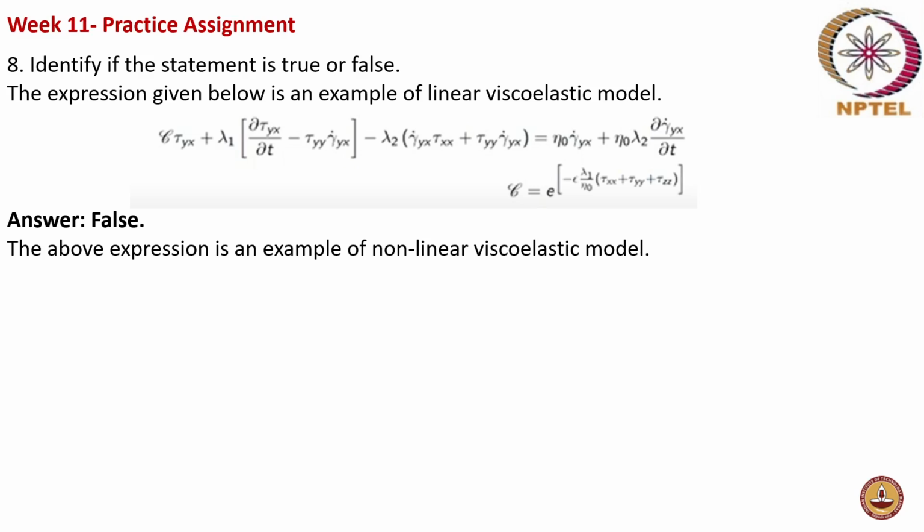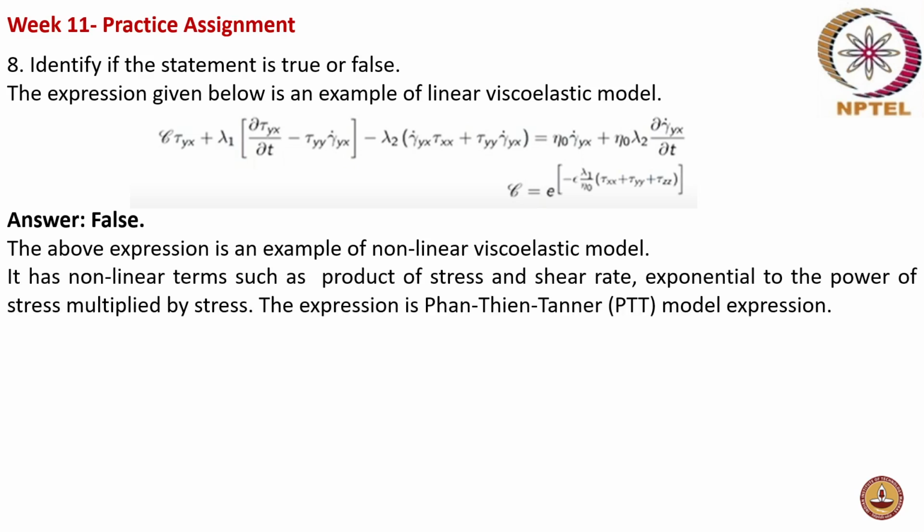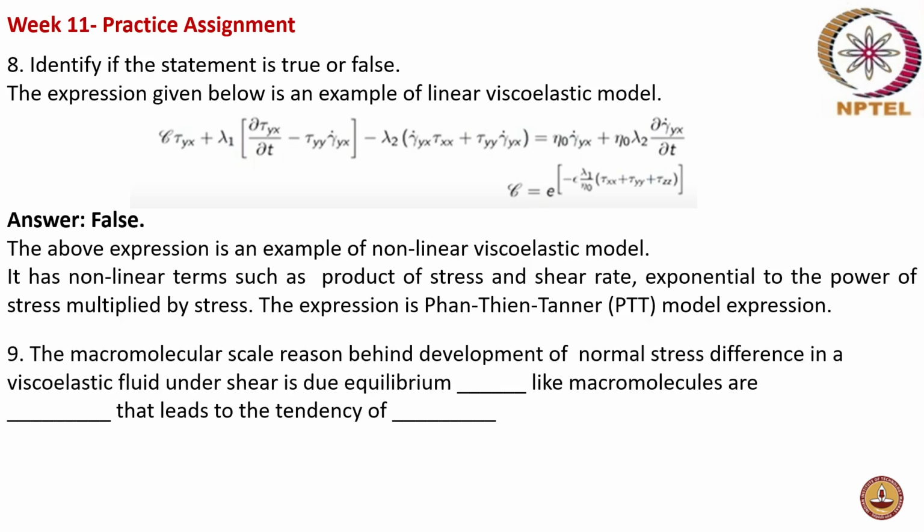Why is it a non-linear viscoelastic model? If you look into the expression, you could see terms which have a product of stress and shear rate in multiple places, and also an exponential term, which is actually part of the constant c, an exponential term into product of stress. So all these terms imply that it is a non-linear expression, and this expression is actually your Phan-Thien Tanner model expression. Okay, now next question.